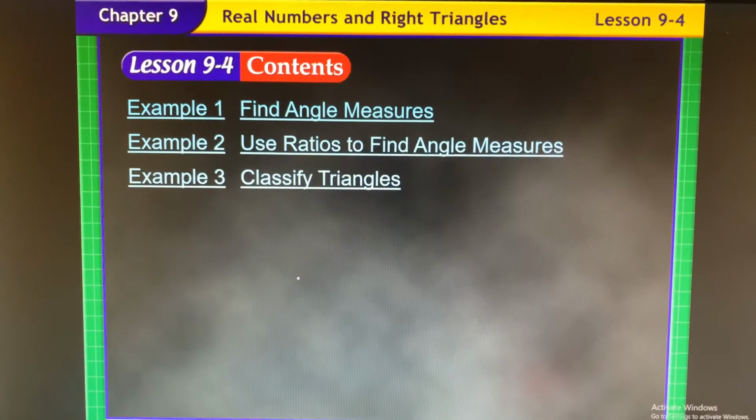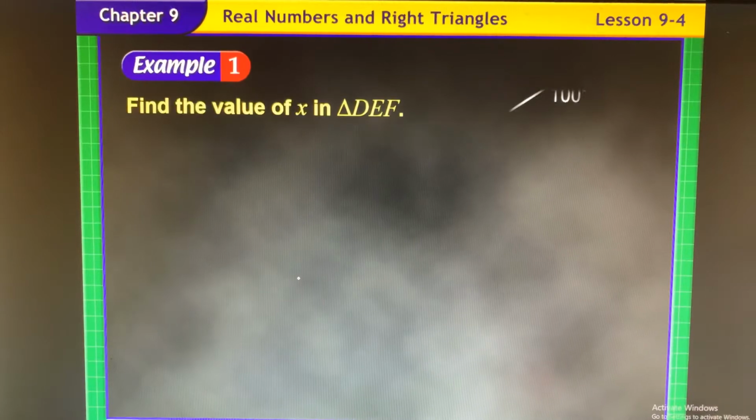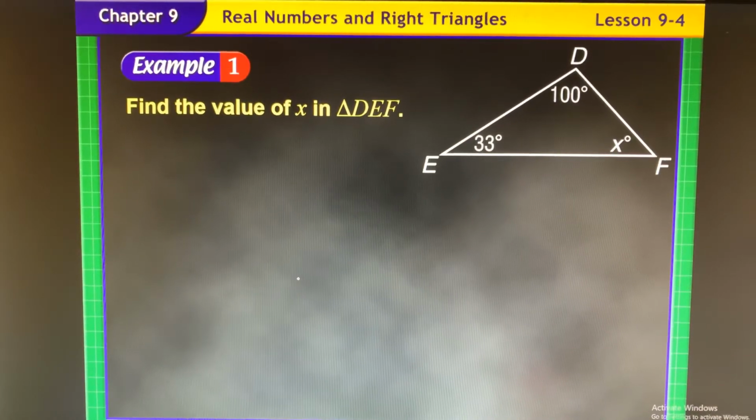Ready for 9.4. Let's go through 9.4 in classifying triangles and finding angle measurements. So here we have a triangle. There are several different types of triangles. We name triangles by their sides and by their angles.